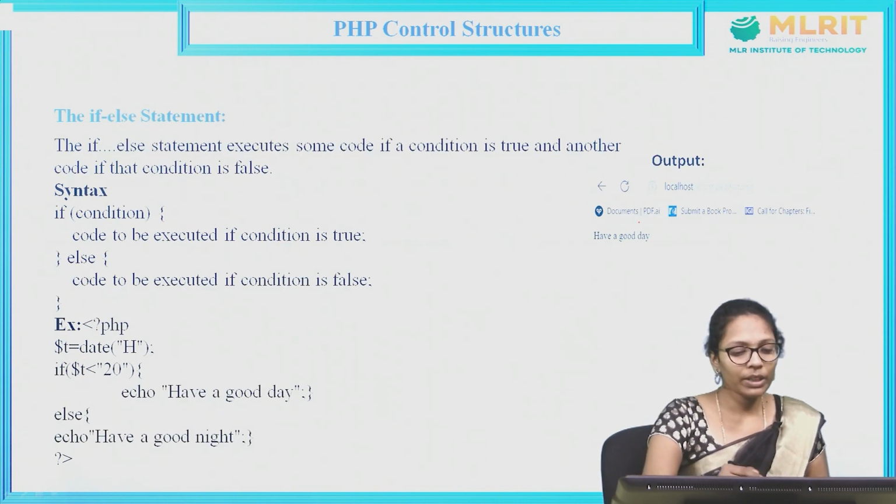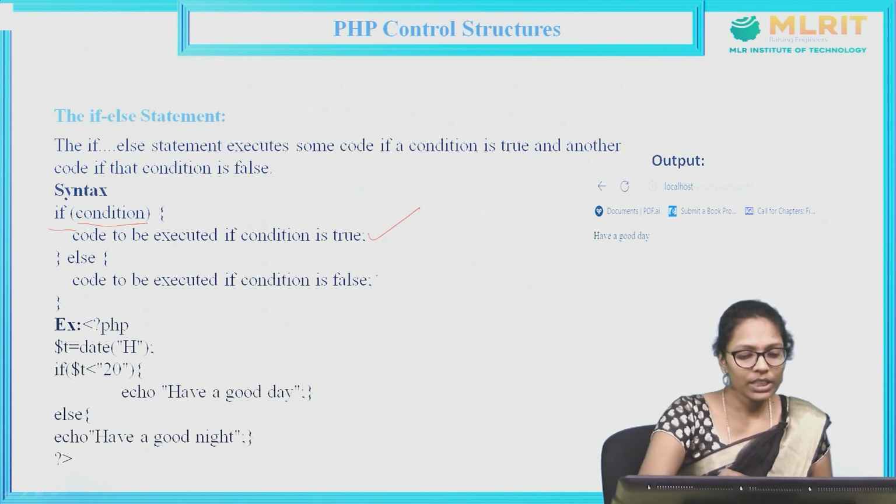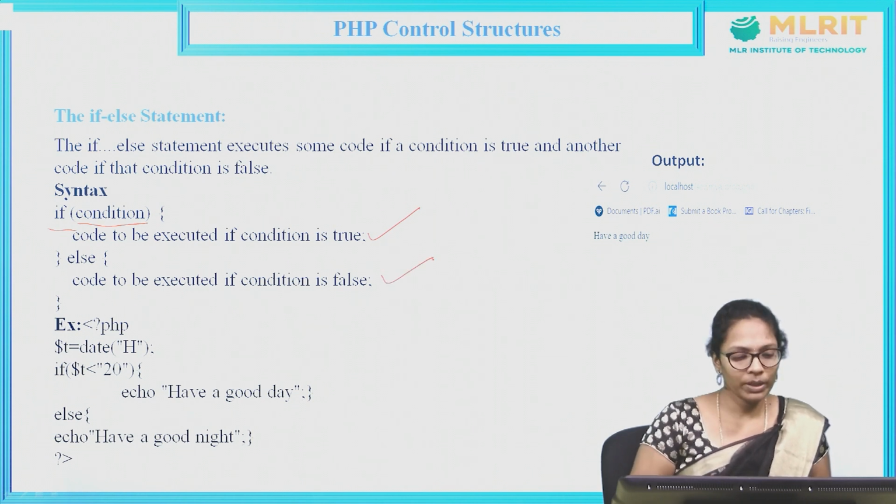So in if else statement, we are going to write two blocks. The first block contains the if condition. If the condition is true, this block will be executed. If the condition fails, then the second block, the else block, will be executed.